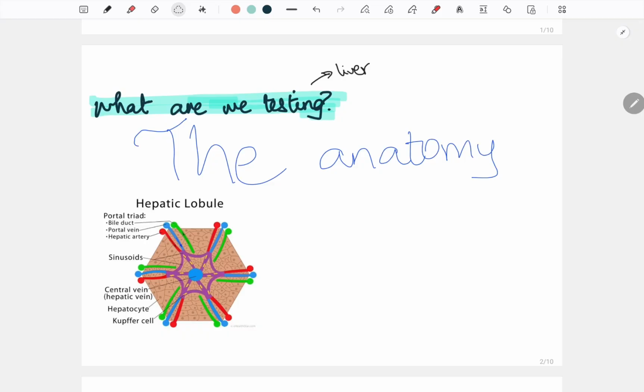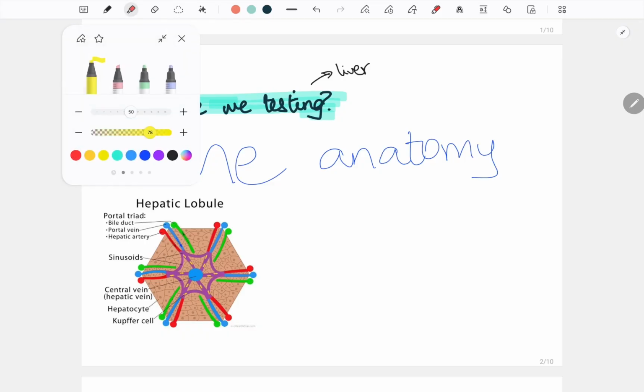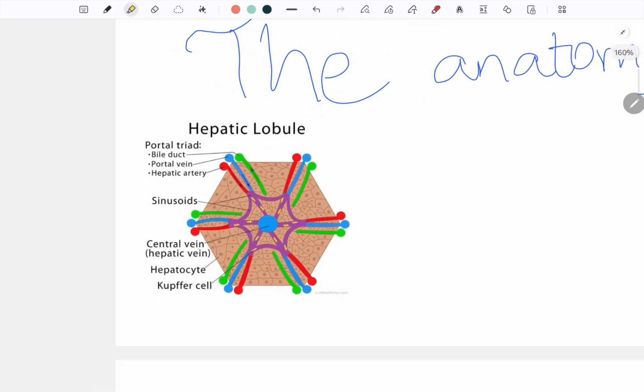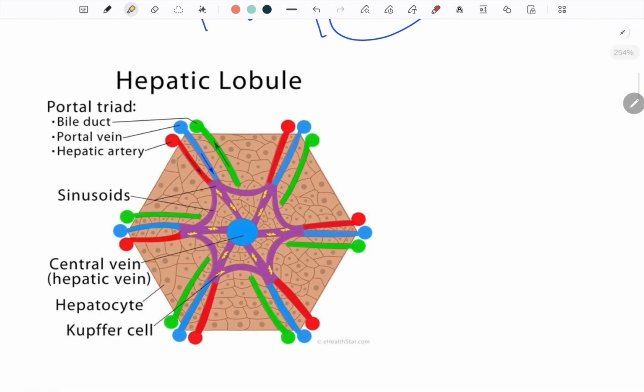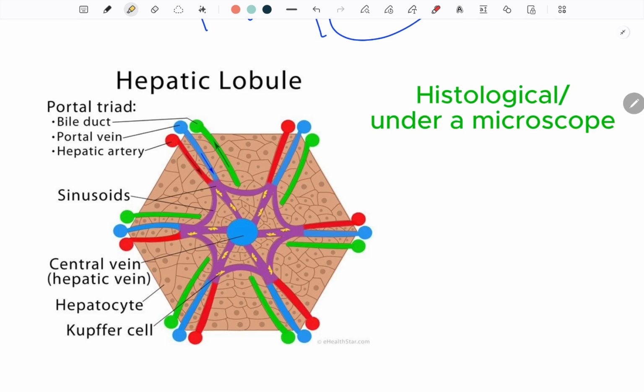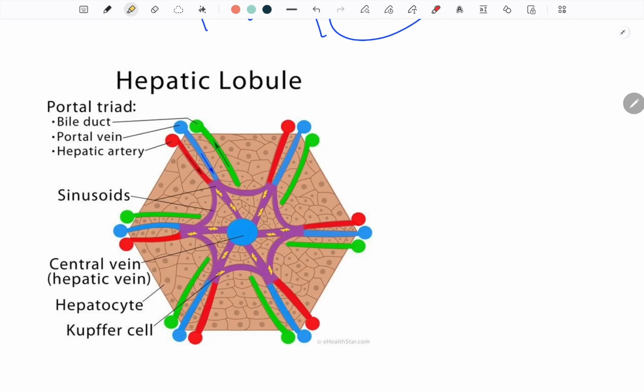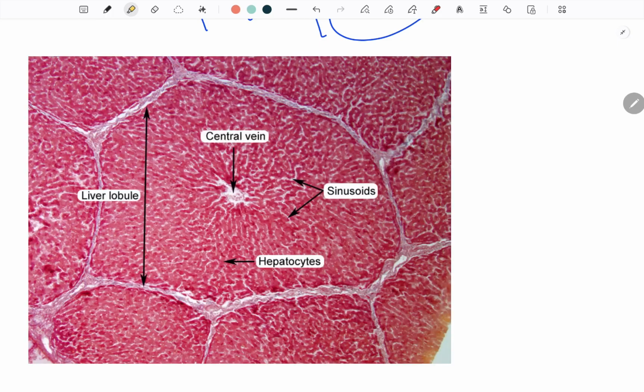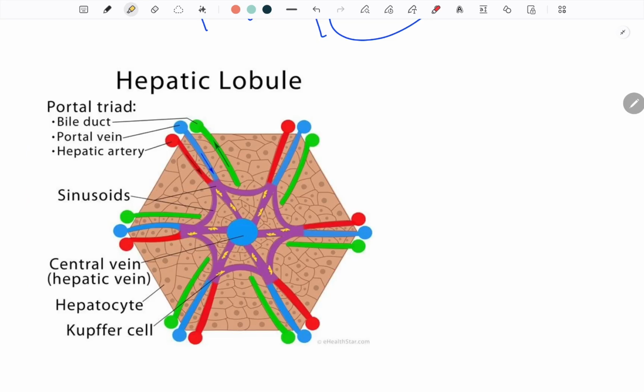Okay, so what is the anatomy that we're testing? Well, we've got two different things I want us to be worried about in the liver. When you take a liver and break it down into its histological form, you reach what's called the hepatic lobule. These are communities of different cells and vessels which form the functional unit of the liver, which means this is where the magic happens and this is where the damage happens as well. Now, there are many things that can happen in the liver, but for our LFTs, we want to focus on the bile duct and on the hepatocytes.